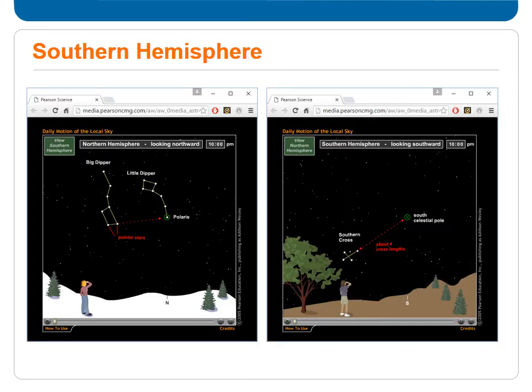In the southern hemisphere, Polaris is not visible. This Pearson Interactive shows how the Southern Cross can be used as a star clock there. The link is available on Blackboard.